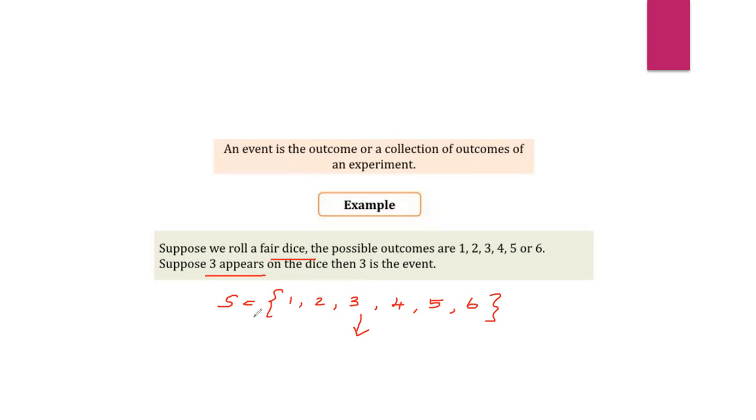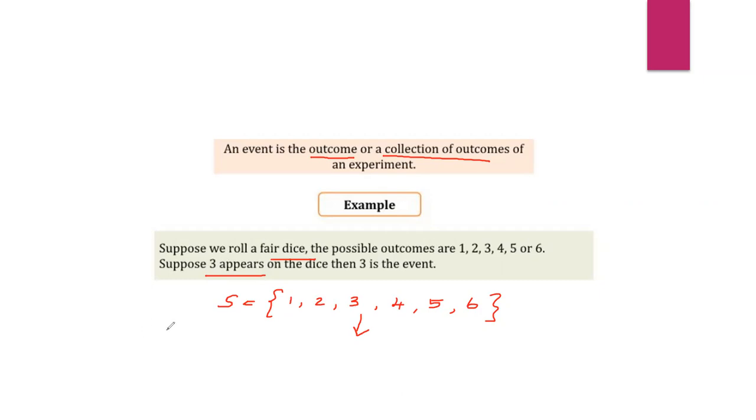So what is meant by event? Event is the outcome or a collection of outcomes of an experiment. So what is the outcome I said here? It could be getting two, or it could be getting three or four or five or six. Anyways, it is an event, right? So event is the outcome or a collection of outcomes of an experiment. Or let us take another example.